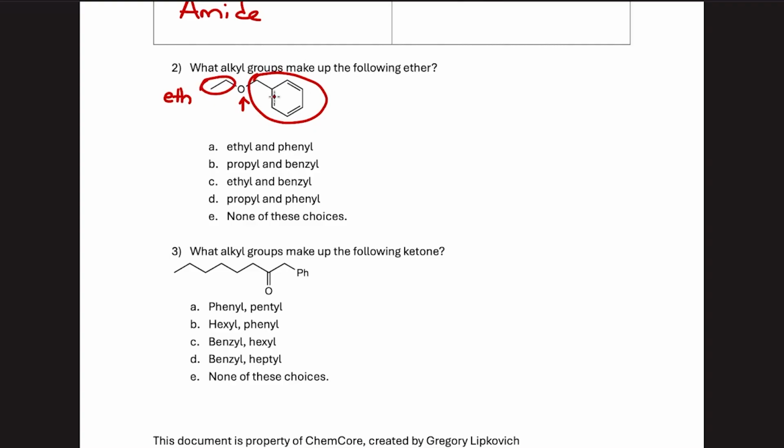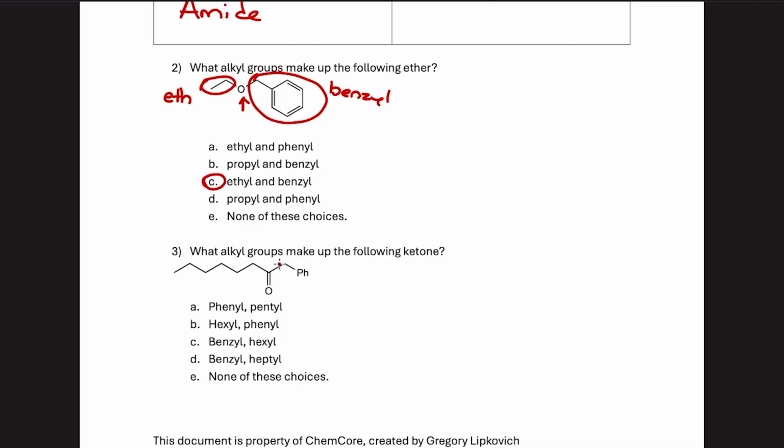While on the right side, we have this benzene ring. And whenever you see a benzene ring, you should either be thinking phenyl or benzyl. Now, since this carbon that the benzene ring is attached to is completely empty, we can call this a benzyl group. And so our answer choice should be C, ethyl and benzyl.